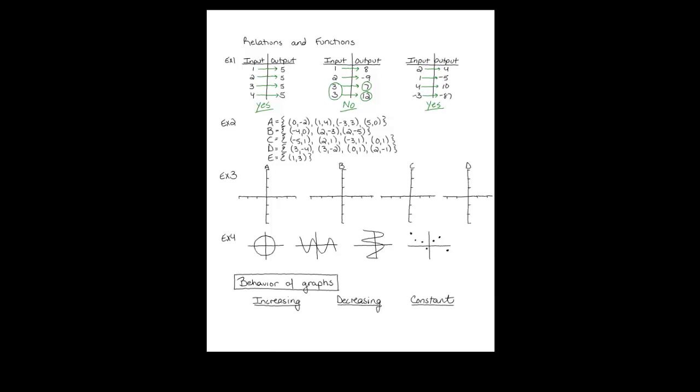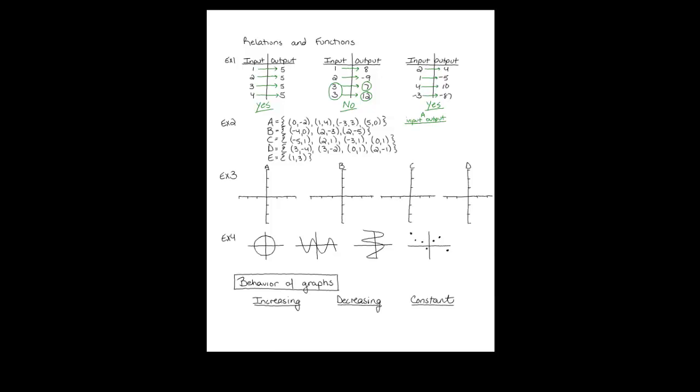Now in example 2, we have ordered pairs. A function can be represented as simply a set of ordered pairs. And here we need to decide whether these relations are functions. Looking at A, we have the ordered pairs (0, -2), (1, 4), (-3, 3), and (5, 0). Now if it helps to visualize this relation, you can always put these ordered pairs into a table of values.